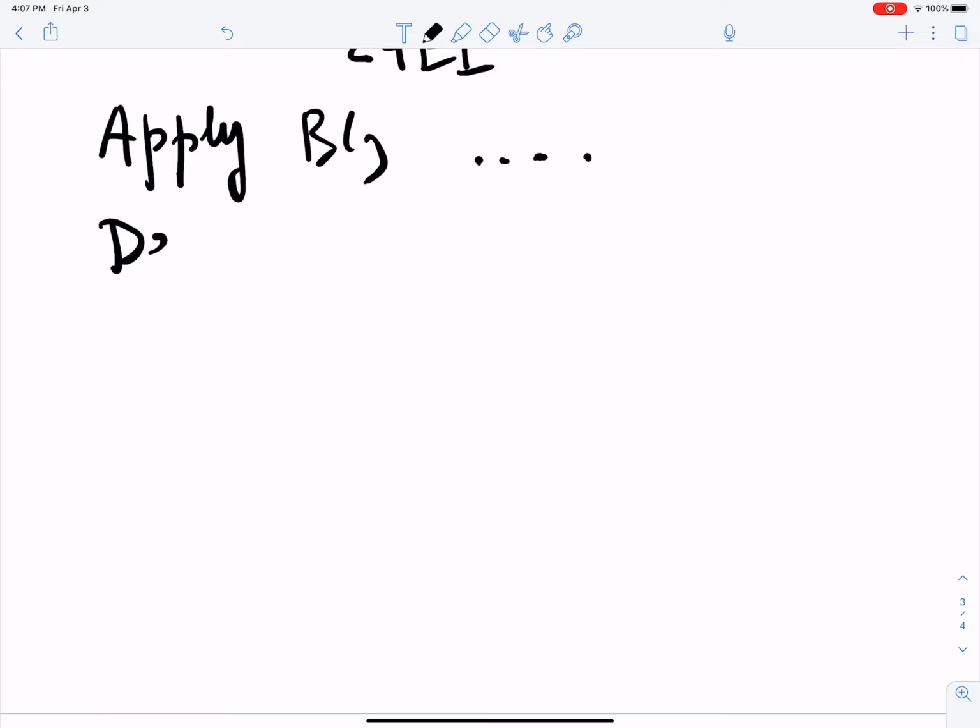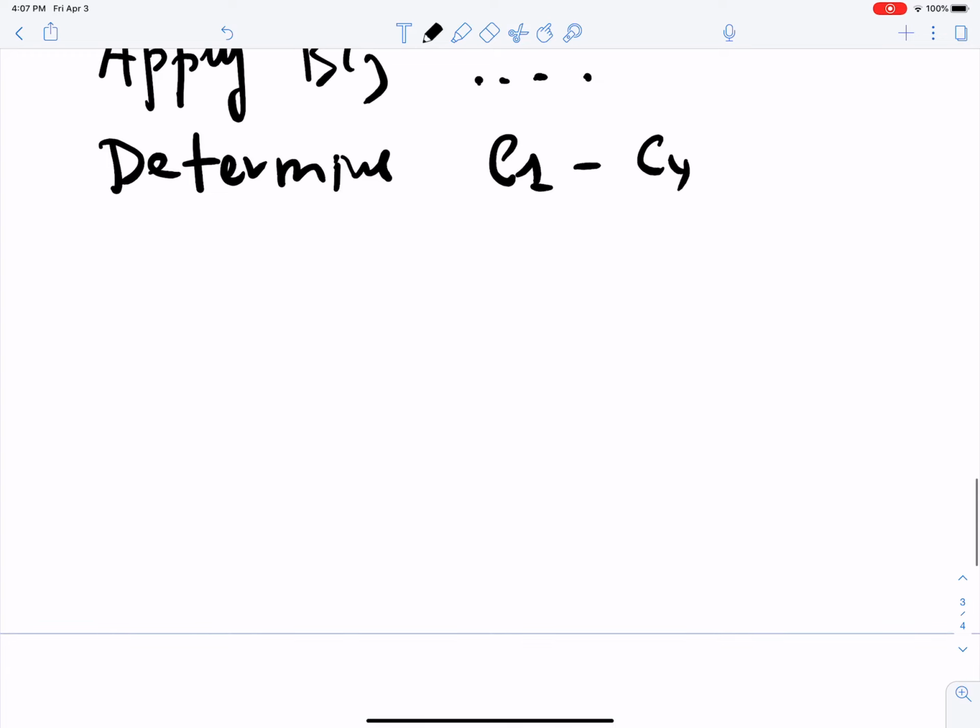Then, and again, I'm not going to go through this in great detail. I think you've done enough of those problems, right? Next is you apply boundary conditions. Determine the constants, C1 through C4, based on those boundary conditions. And finally, write down the solution for the vertical displacement.